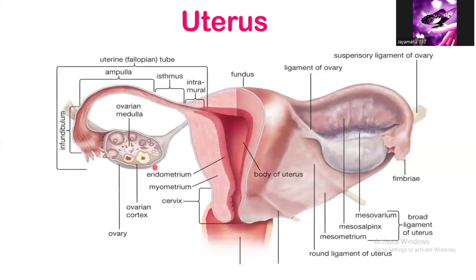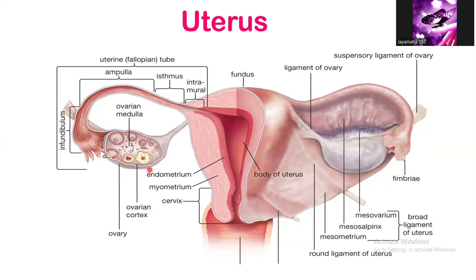Now let's study the uterus. The human uterus, or the womb, is a hollow pear-shaped muscular organ in the female pelvis. It plays a role in menstruation, pregnancy, and childbirth. Our uterus is situated in the pelvic cavity in front of the urinary bladder and behind the rectum. Normally, the non-pregnant uterus is 7 to 8 centimeters long, 5 centimeters wide, and 2.5 centimeters thick. During pregnancy, it expands significantly to accommodate the growing fetus.